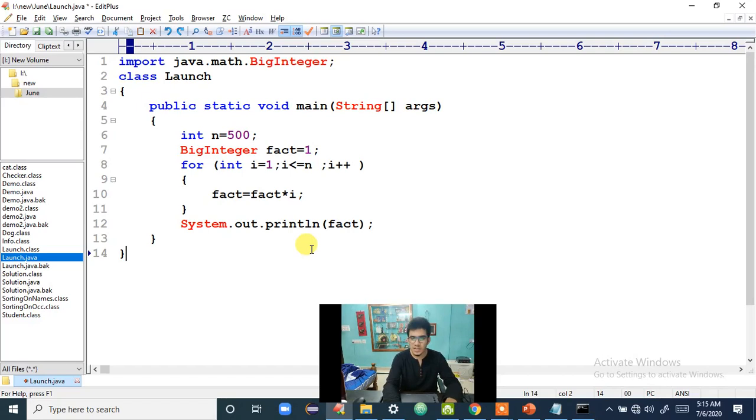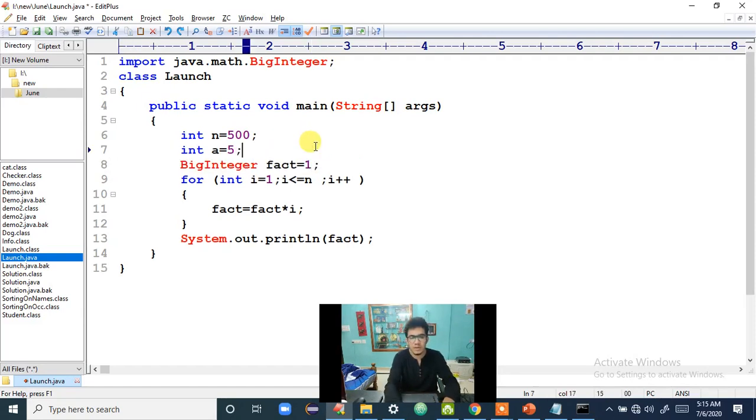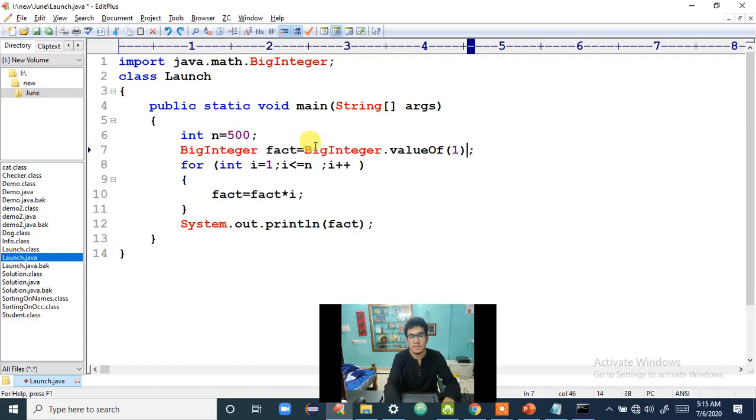So it tells you that an integer type 1 cannot be given to BigInteger. So convert this 1 to what type? Big integer type, it tells you. So when you convert it to big integer type, BigInteger.valueOf(1), this is the way to convert anything to big integer. So you have given it like that.